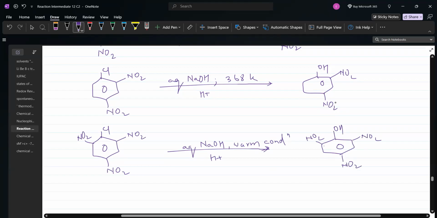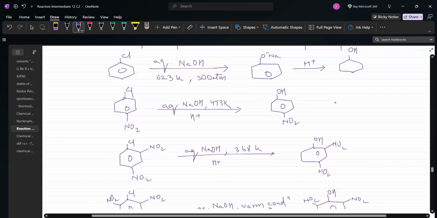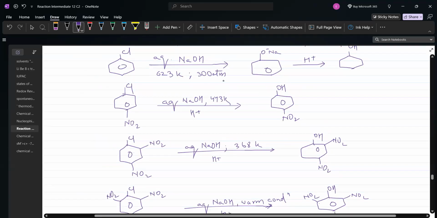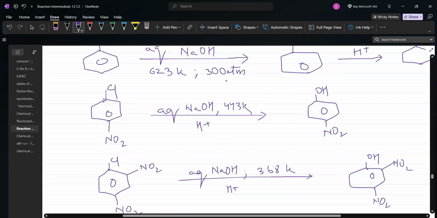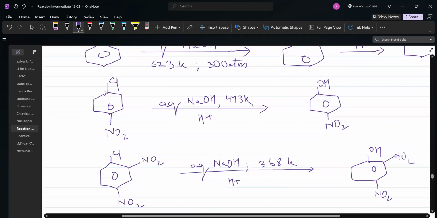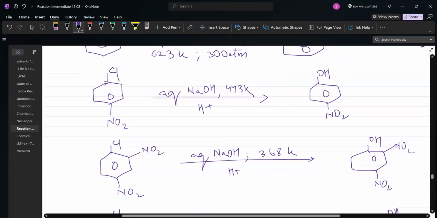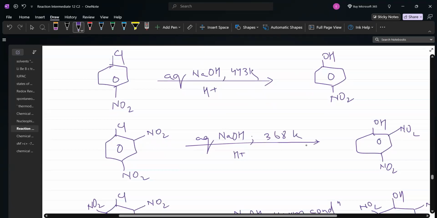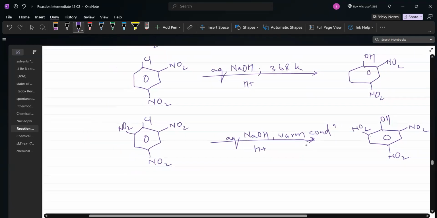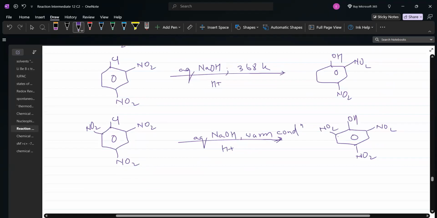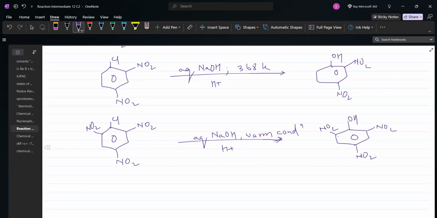So in all these three reactions, what we have learned is that when we have no electron withdrawing group, we have to use very drastic conditions: 623 Kelvin, 300 atm pressure. When we have added one NO2, the temperature has been lowered a little. When we have two NO2, it has been lowered more, and that is why we see that electron withdrawing groups promote this nucleophilic substitution reaction. Understood, everybody? Yes, sir.